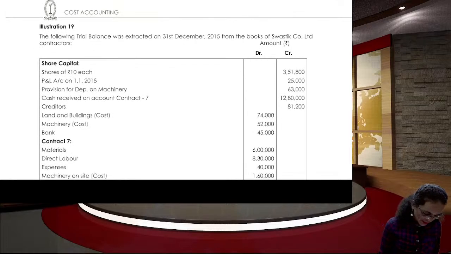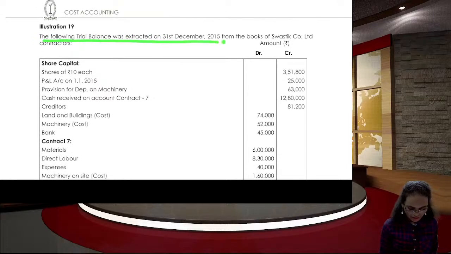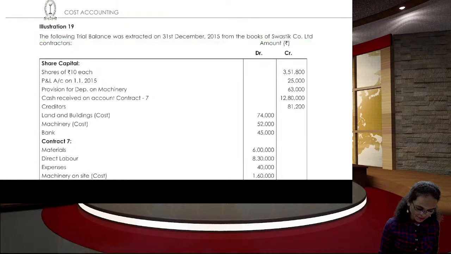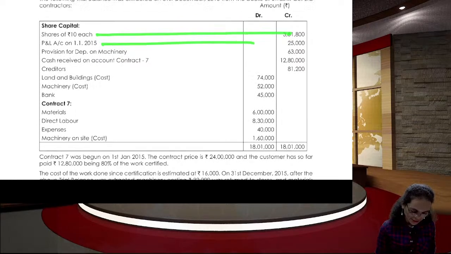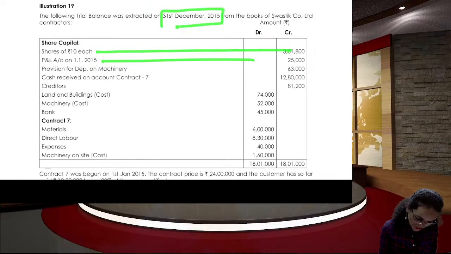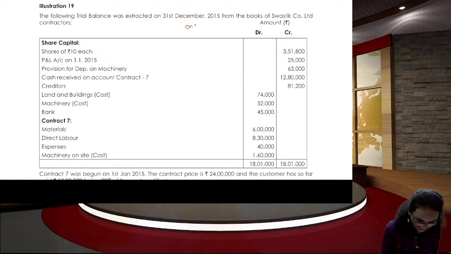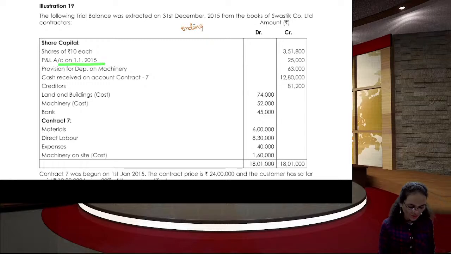Next problem. The following trial balance was extracted on 31st December 2015 from the books of Swastik Company Limited, contractors. Debit balance and credit balance is given. What is the information? Share value is given. P&L. This is as on 31st December, in the sense I can say this is the ending one. This one is as on 1st January 2015, in the sense this is the opening one.